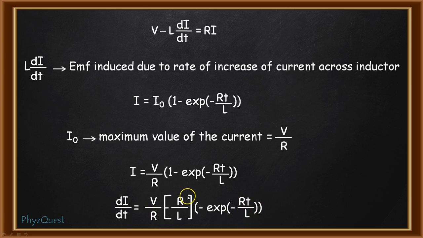Now here R and R will get cancelled. This is already a minus value, this is already a minus value. So minus minus will become plus. So ultimately you get di by dt is equal to V by L minus exponential of minus Rt by L. I'm sorry, there is no minus here. This will be plus V by L exponential of minus Rt by L.